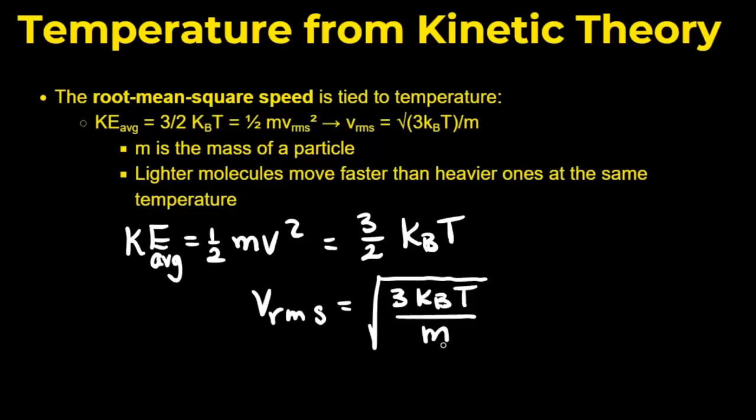Now, m is the mass of the particle, and you'll notice that as m decreases, the speed increases, and vice versa. So they're kind of inversely related there. And so lighter molecules will move faster than heavier ones at the same temperature.